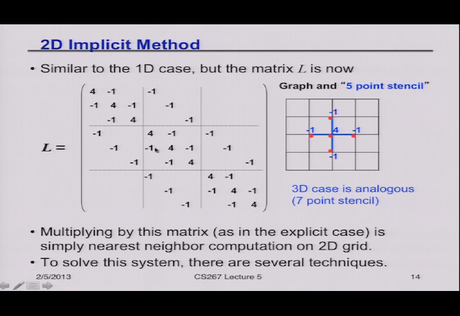4 times myself, minus 1 times my neighbor to the left and the right. Those are those 2 minus 1s. And minus 1s times my neighbor above me and below me. And those are farther away, right? Because I'm sort of ordering the mesh points from left to right. And so this is the matrix that I either have to multiply by or solve with.